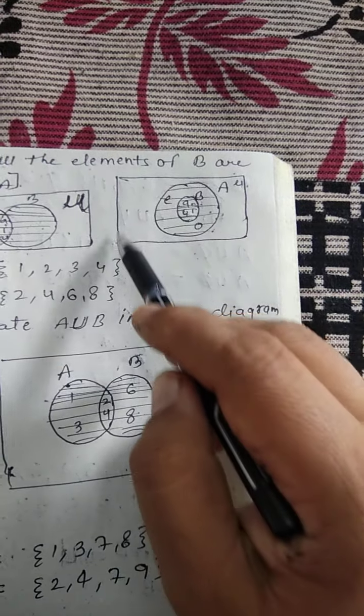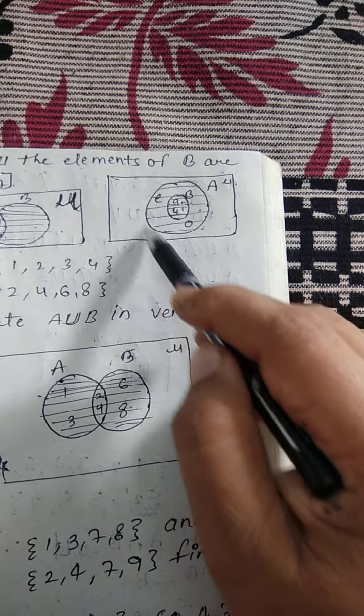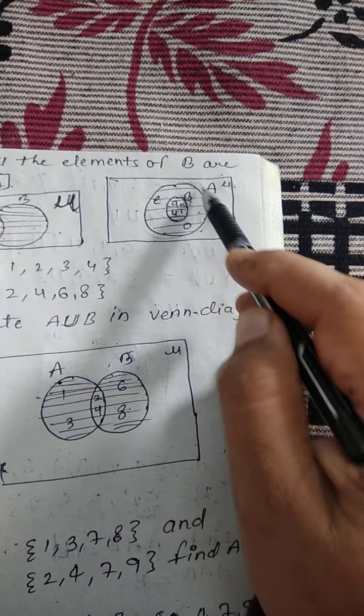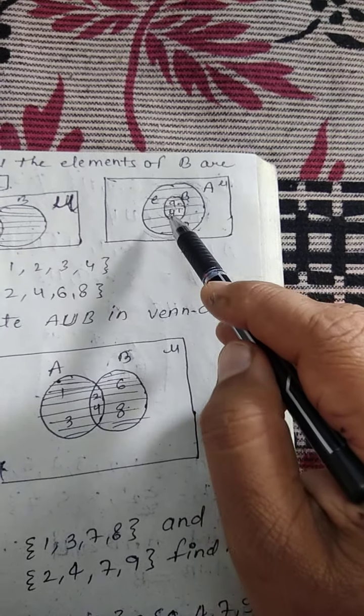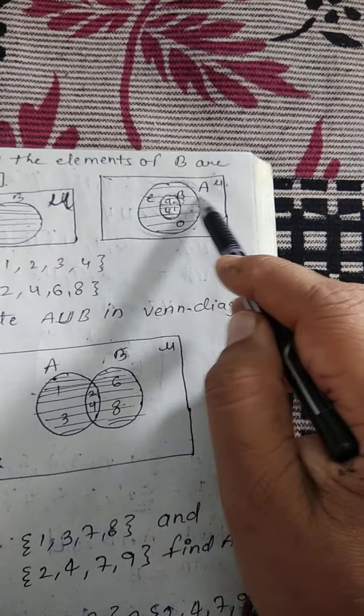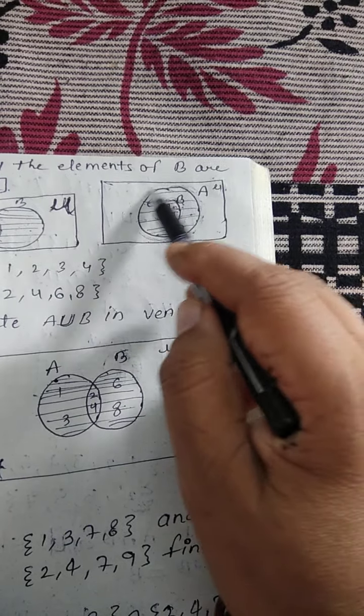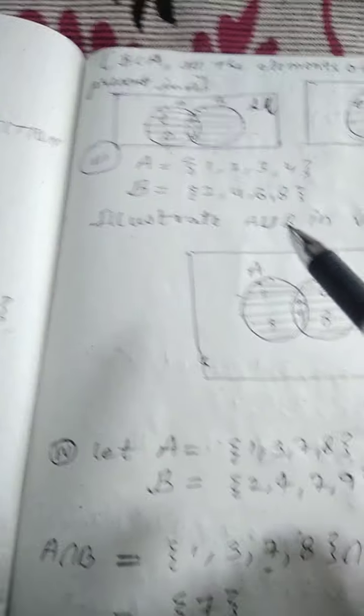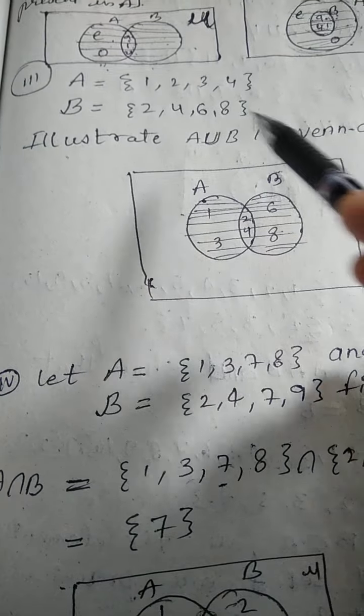The universal set is shown by this rectangle, and this is set A and this is set B. All the elements of set B are inside A. Okay, they are common elements. So if you shade the full region, this total will be A union B.